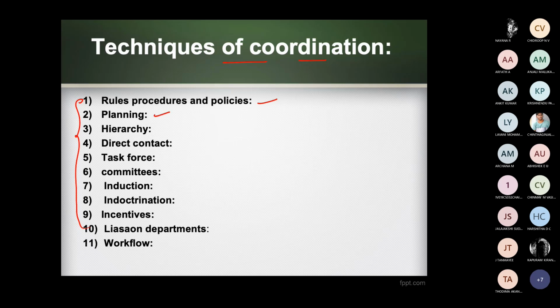Policies. Second one is planning. These are all the techniques to coordinate with the different people in the organization. How can you coordinate between the people? Using rules and policies, using planning, using certain hierarchy, direct contact, task force, committees, induction, indoctrination, then incentives, license departments, and workflow. These are all the important techniques for coordination. Now we will see one by one.